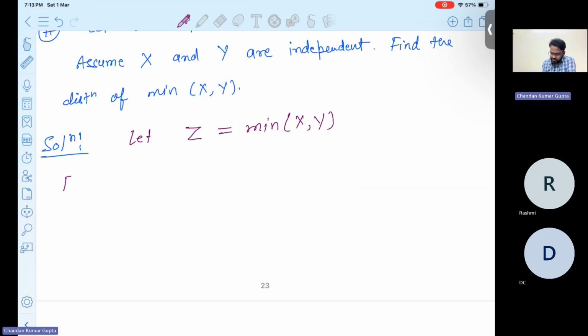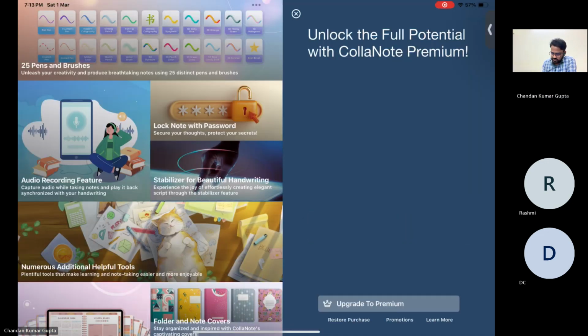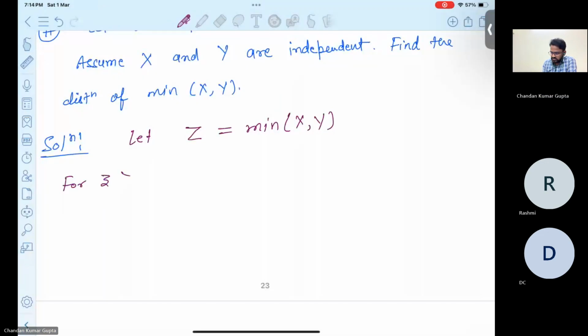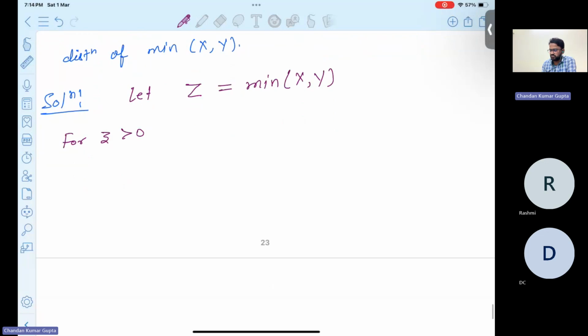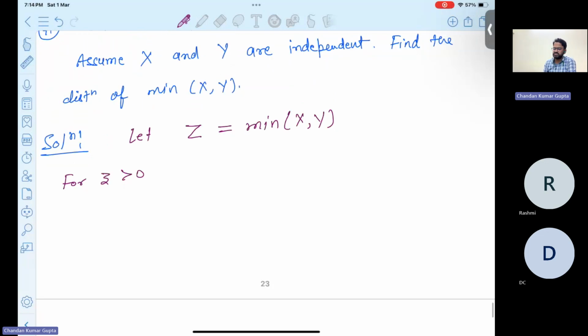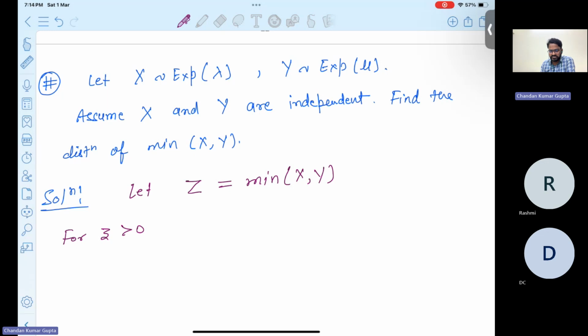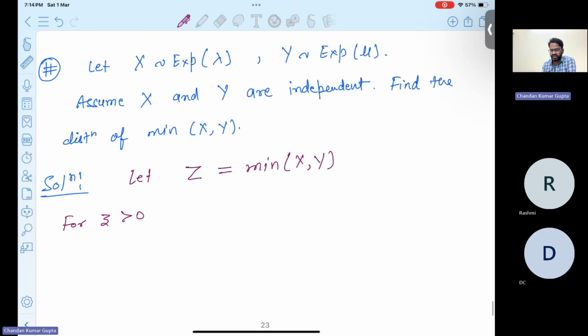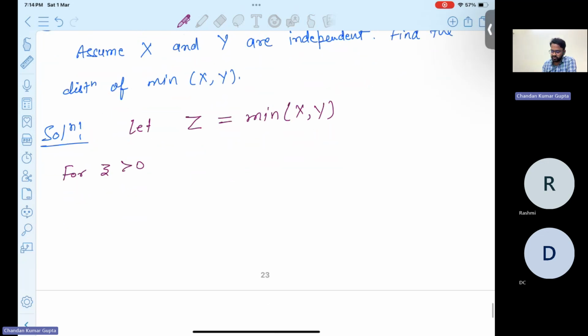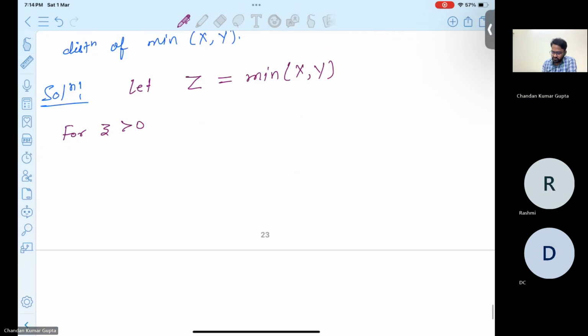So for z greater than 0, because here X and Y are independent random variables, which are exponential, and exponential distribution has support greater than 0, so the minimum of X and Y is also greater than 0. So for z greater than 0, we need to write the probability that Z is greater than z.